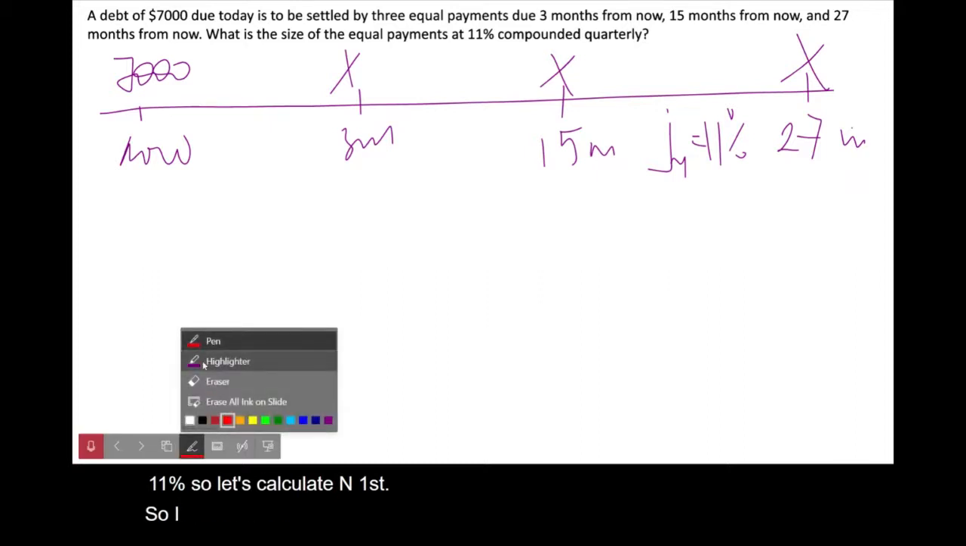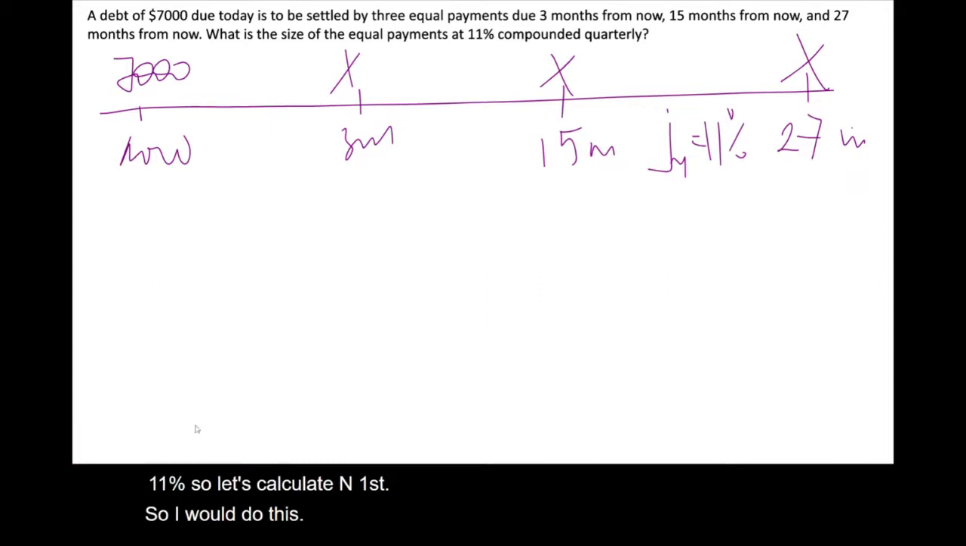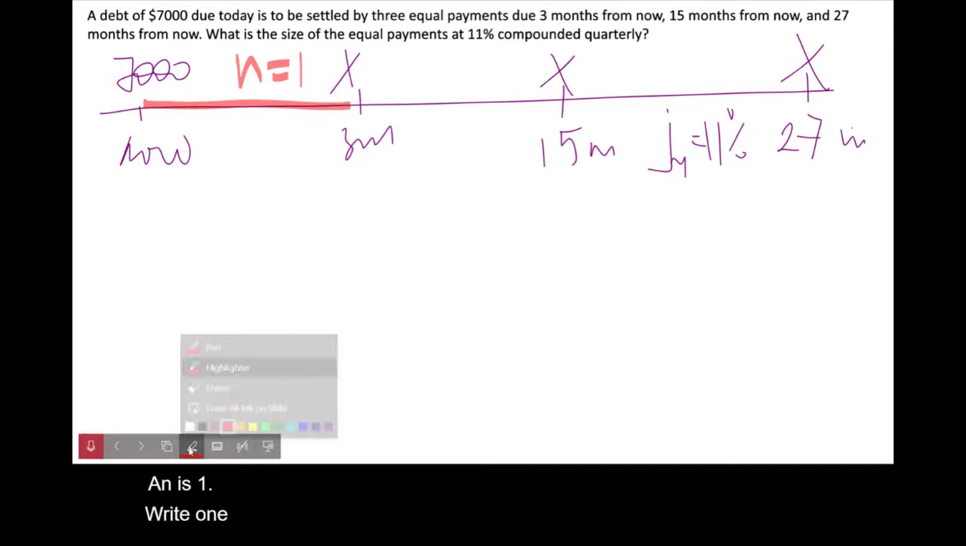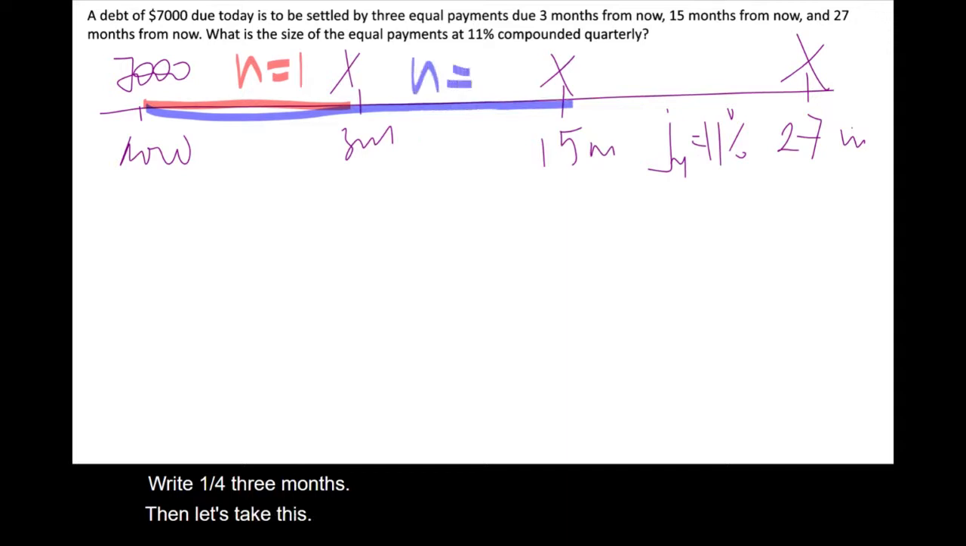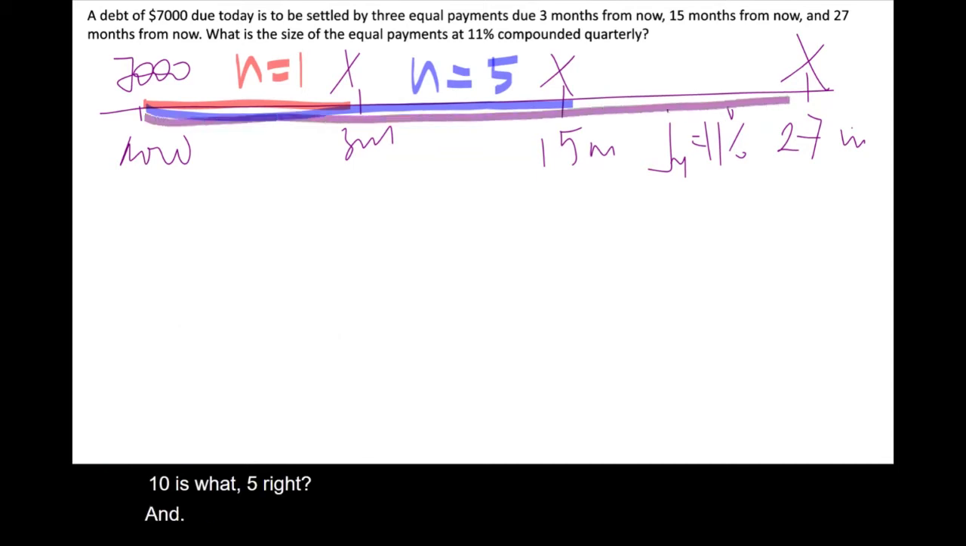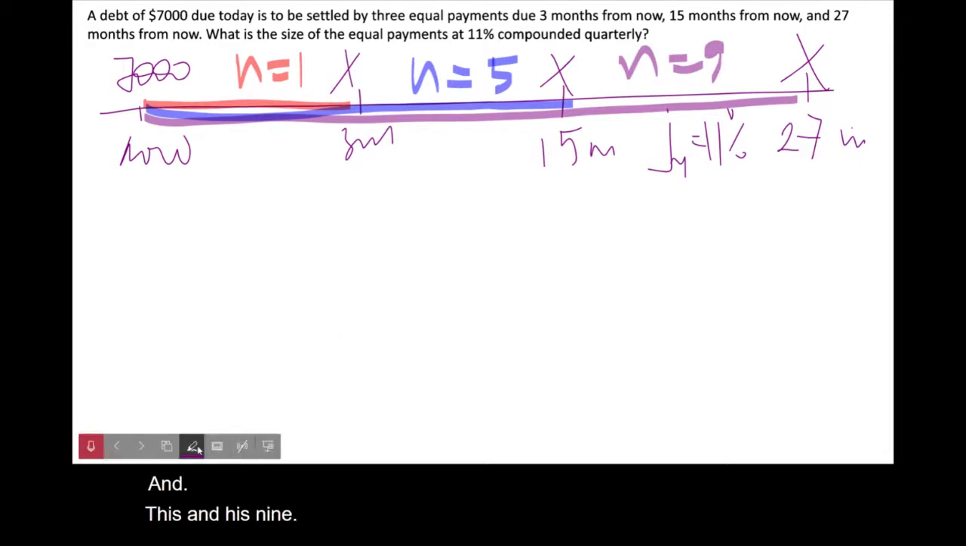So I would do this. N is 1, right? 1 quarter, 3 months. Then let's take this. N is what? 5, right? And this N is 9. Questions on that stage?